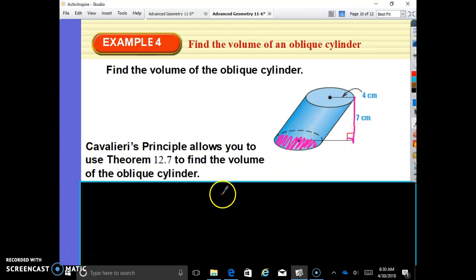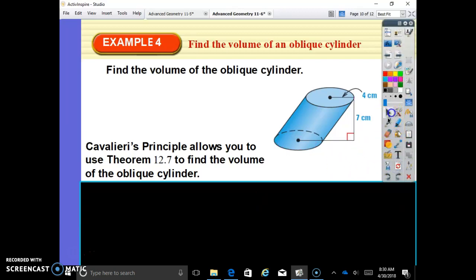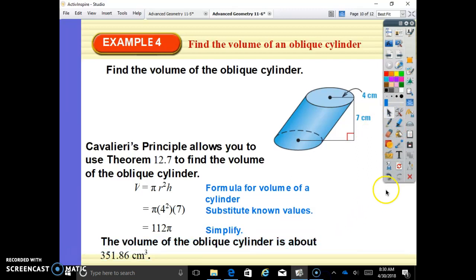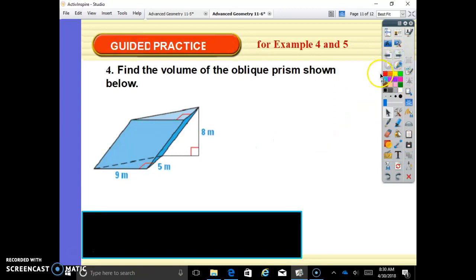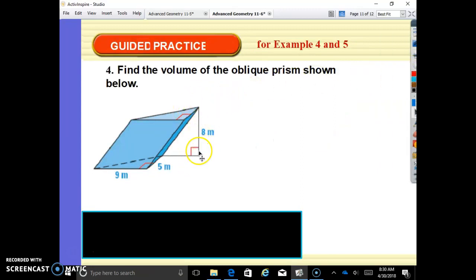So as long as you're doing that, you're fine. So the base here, pi r squared, 4 squared is 16, so 16 pi times your height of 7 is going to give you the answer. 16 times 7 is going to be 112 pi, or 351.86 if you multiply by pi. So even though it's slanted, you still just do the same thing. Your height is just outside of it.